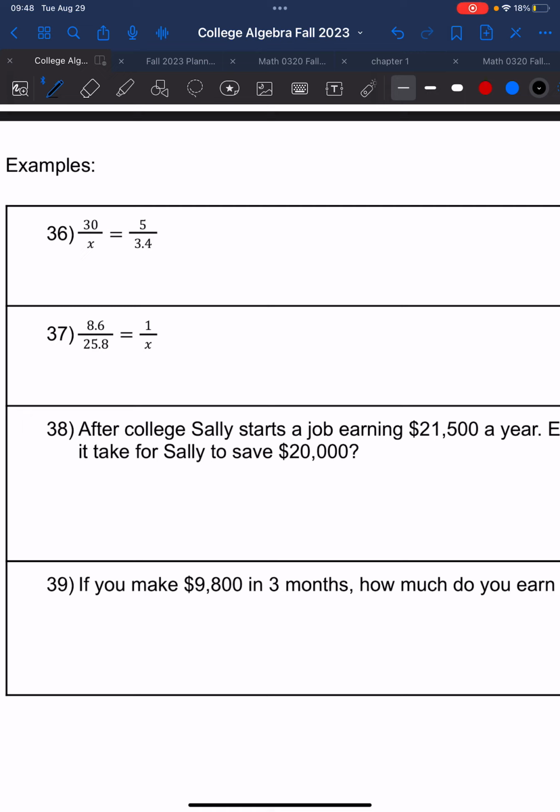When you have a ratio equal to another ratio, in order to solve, we are going to cross multiply. So what I mean by cross multiply is that in number 36, we're going to have 30 times 3.4, and then x times 5. Okay, so first 30 times 3.4, we're going to write that equal sign, 5 times x. So this is our yellow, then the pink. Okay.